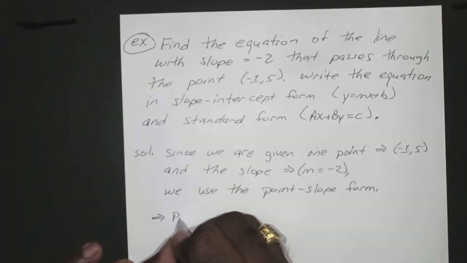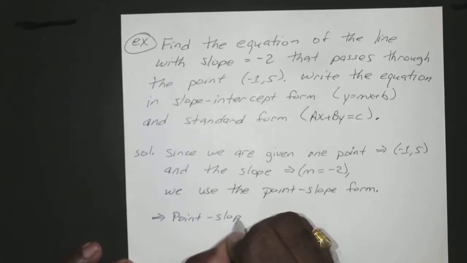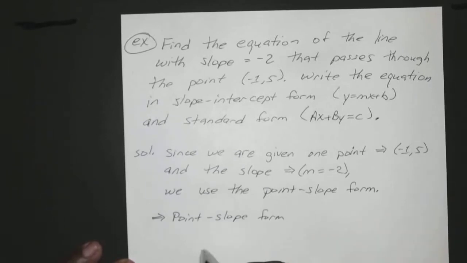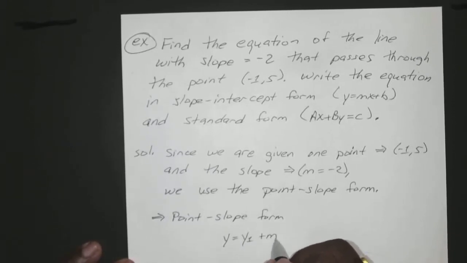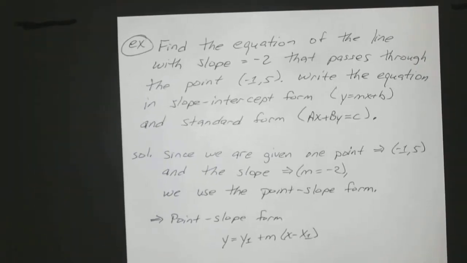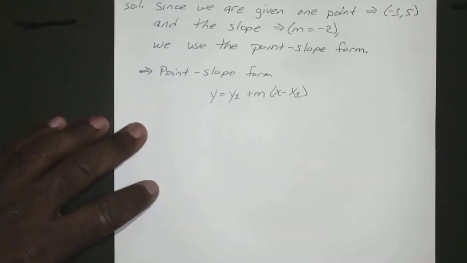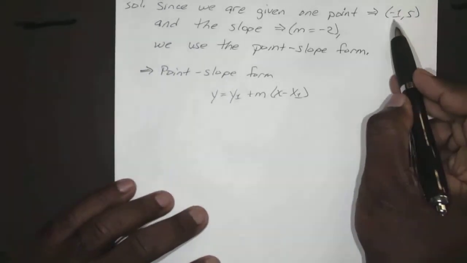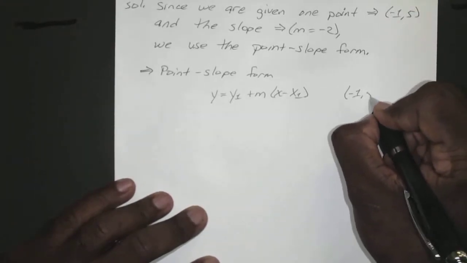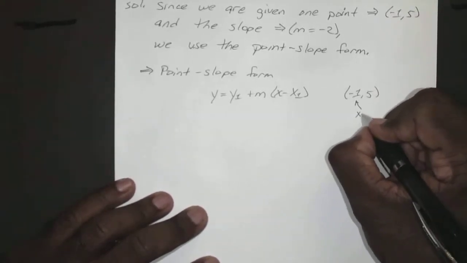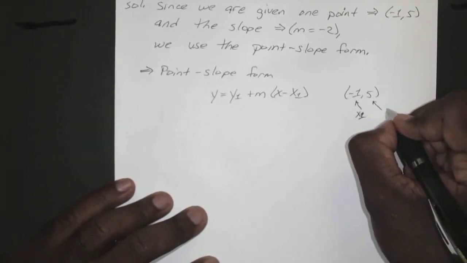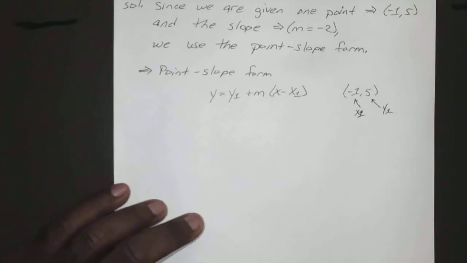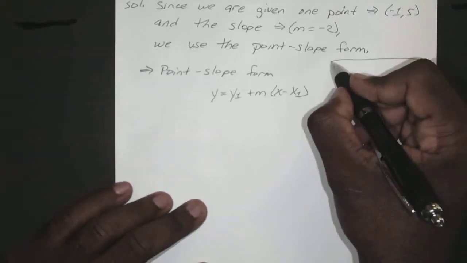Okay, so we know that the point slope form is y minus y1, or you can use y plus, or y equals y1 plus m times x minus x1. Yep, let me read that up a little bit. Okay. Now we know our -1, 5. The only point they gave us is our x1, y1. Okay, these are our knowns.